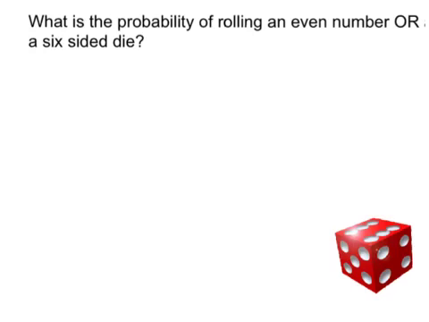Solution for practice problem number 4. We have: what is the probability of rolling an even number or a 3 on a 6-sided die? The or means we have 2 probabilities that we need to add together. The probability of rolling an even number. How many even numbers are on a die? On a 6-sided die there are 3 even numbers out of how many total?